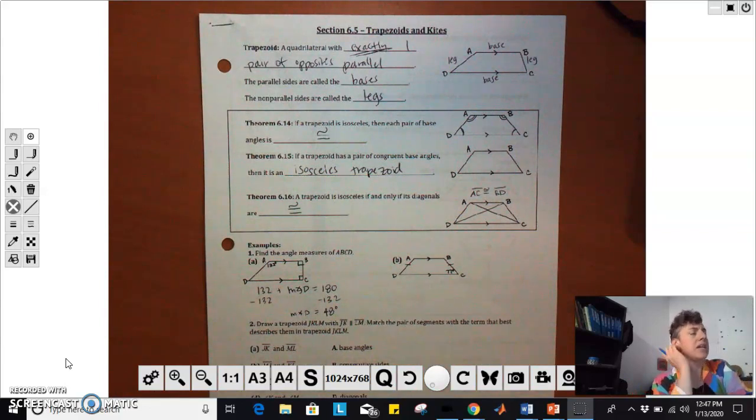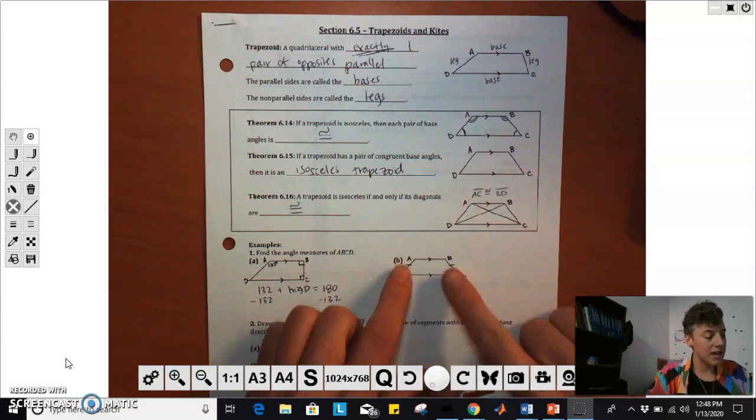All right, 1B, it's a special kind of trapezoid. What special kind of trapezoid is this? Yell it out. It's not a rhombus. It's an isosceles trapezoid. Very nice.